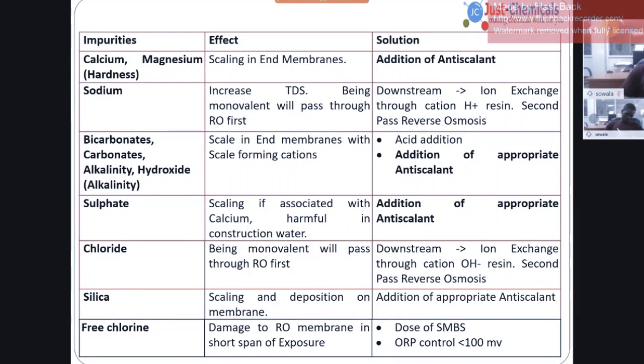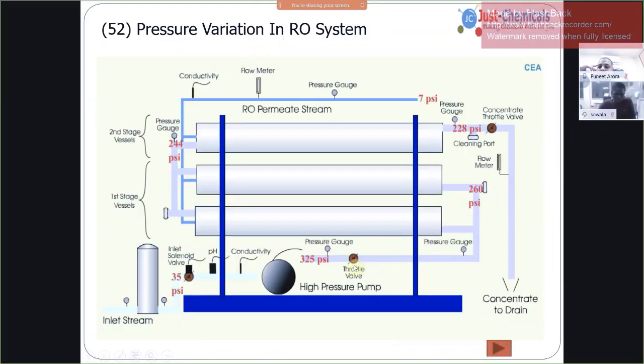And how to control these? You need to dose SMBS. Either you can pass through activated carbon filters, but even after passing through an activated carbon filter, you may have to dose SMBS, sodium metabisulfite, to control the ORP below 100 millivolts.